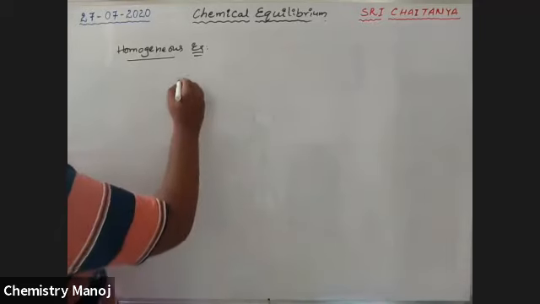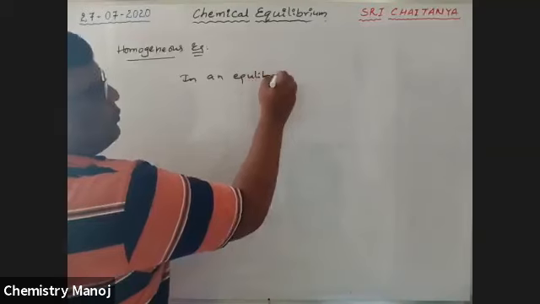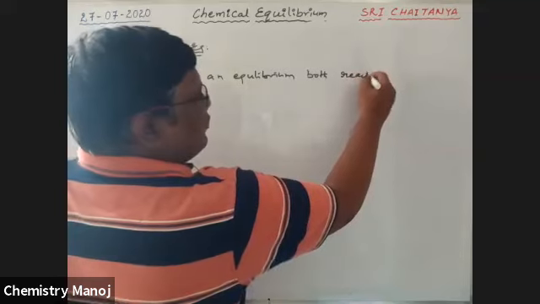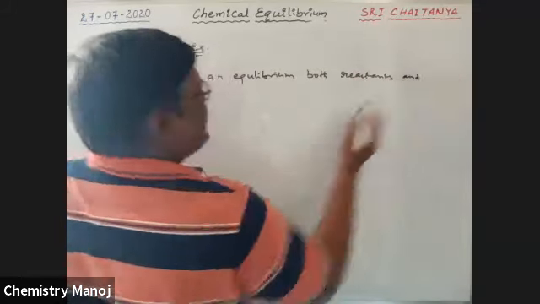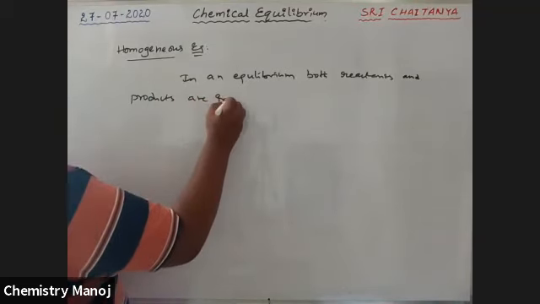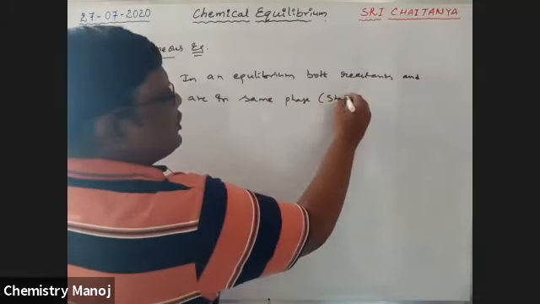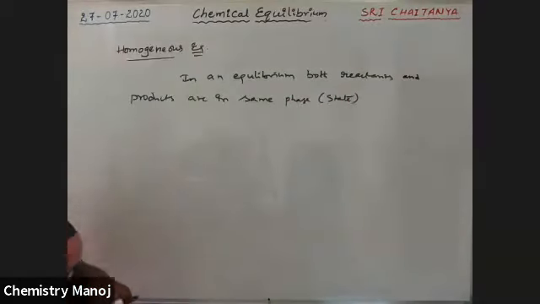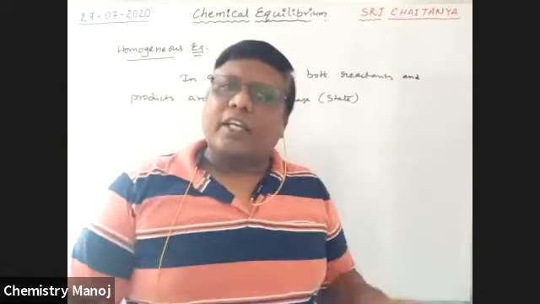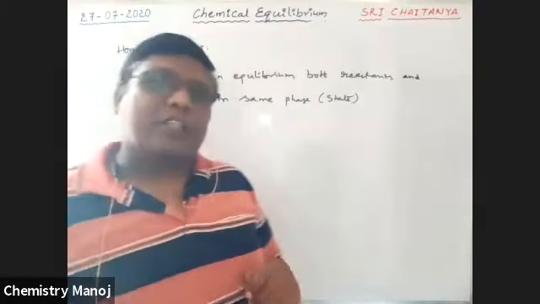Here, in an equilibrium, both reactants and products are in the same phase or state. That means all reactants and products are in solid state, or all are in liquid state, or all are in gaseous state, like that. But chemically the formulas are changed.